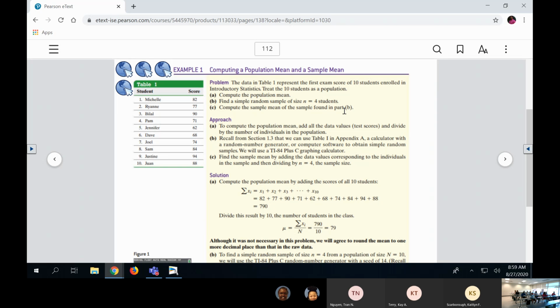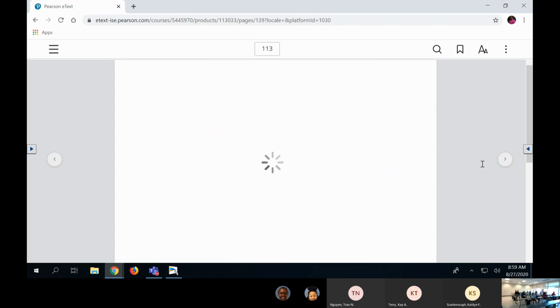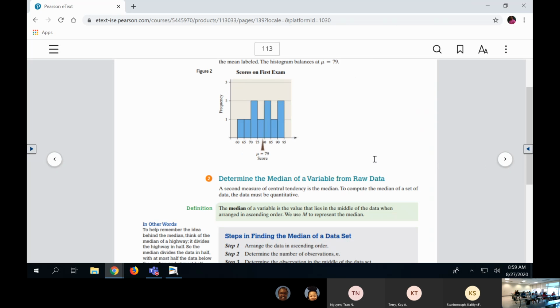Now, if you want to write down this example, page 112, example 1, it shows you how to find the mean. But I don't think I need to show y'all how to do that. And like I say, 70% of chapter 3, we're just going to be going over it for some of y'all. And the 30%, I'll show you how to do when we get to it. And I'll show you how to do it on a calculator also, and the Excel spreadsheet.